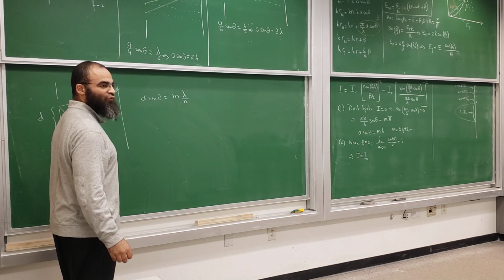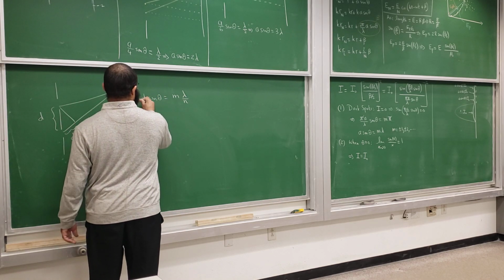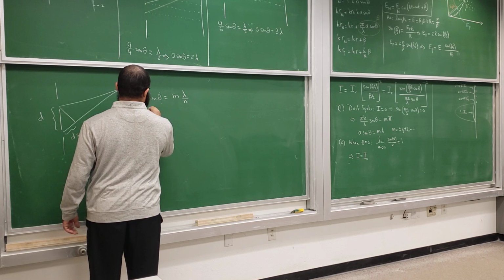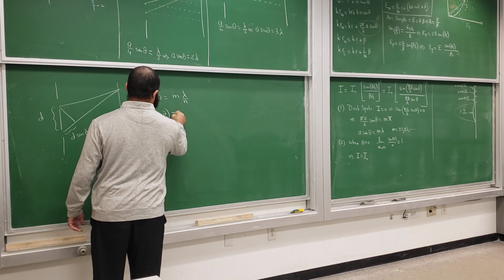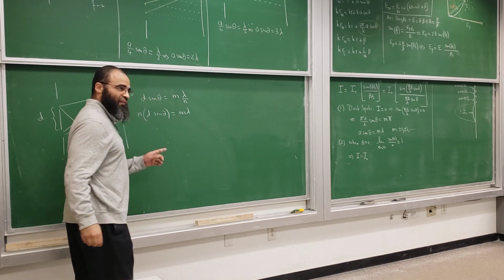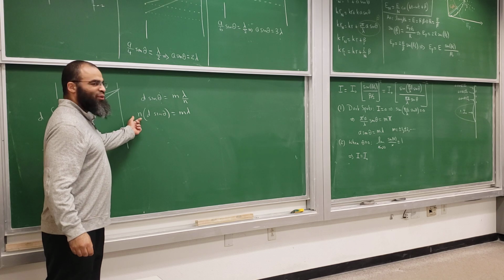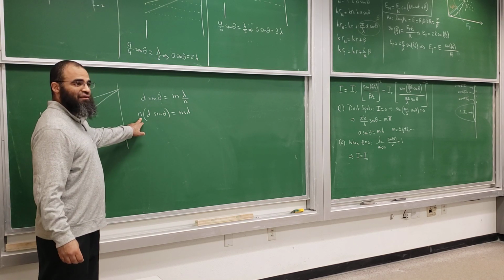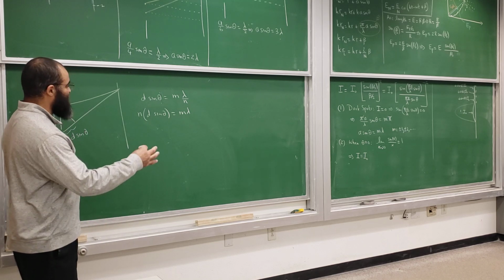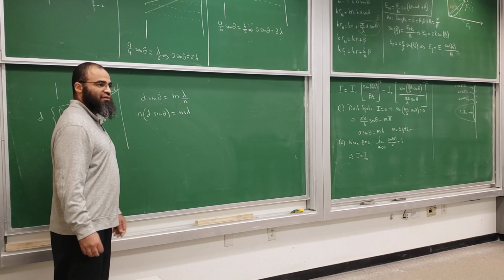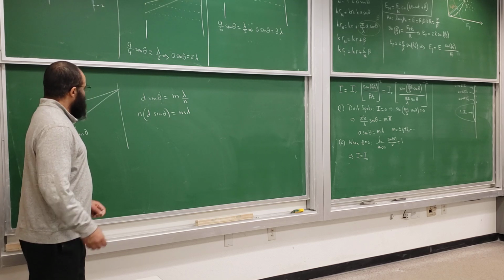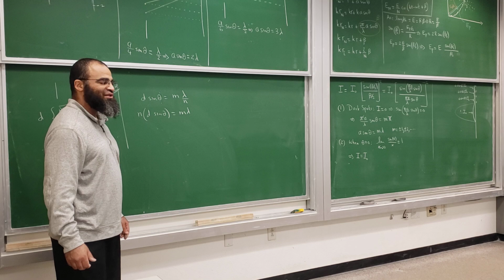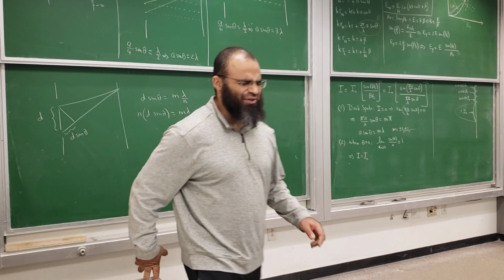Becomes lambda over n. If you like, you can just multiply both sides by n. If you multiply both sides by n, it would be n times d sine theta is equal to m times lambda. And that makes sense, right? Remember what we said? You amplify the length by a factor of n. It's as if it traveled even more by this. Okay, good. I think we did a good amount of double slit problems today.